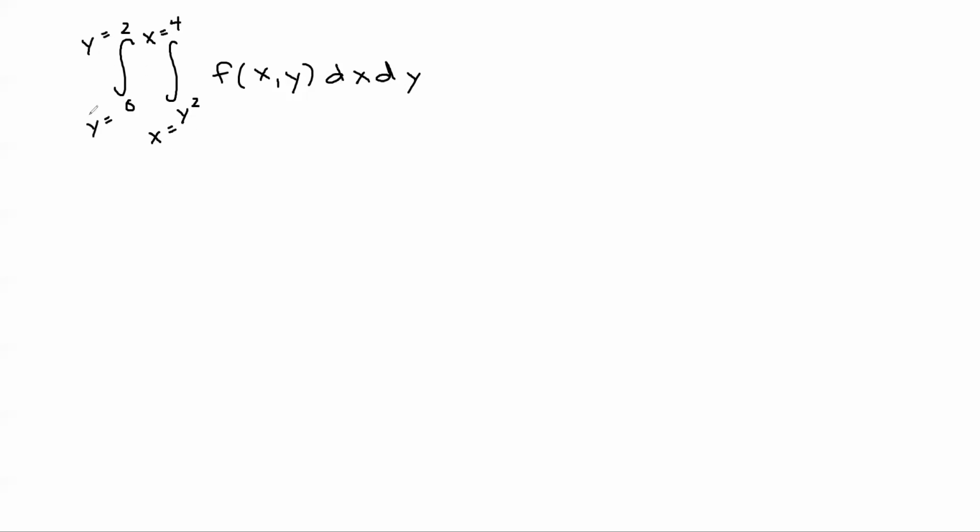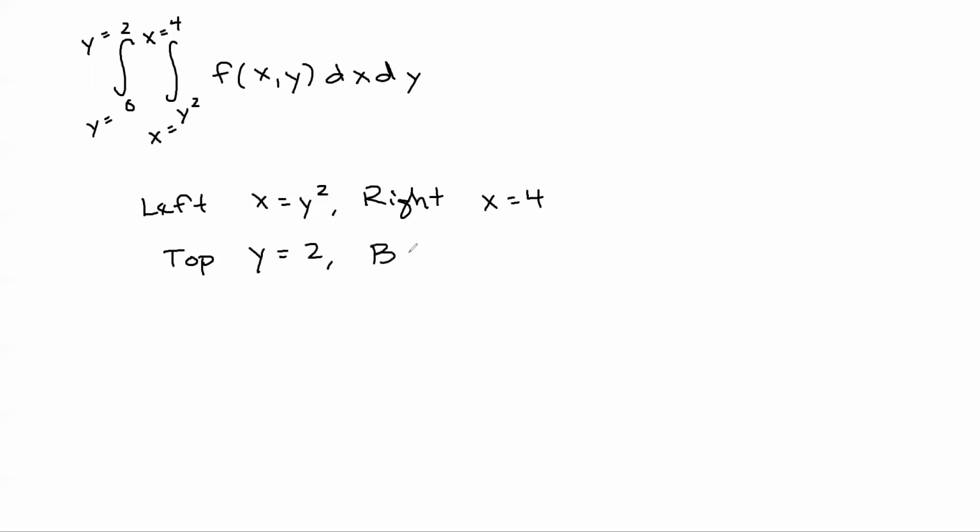The way you interpret this is that the x bounds are left and right, and the y bounds are top and bottom. So the left is x equals y squared. The right is x equals 4. The top is y equals 2. I keep changing the order around. It should go left, right, bottom, top. Sorry about that. And then the bottom is y equals 0.